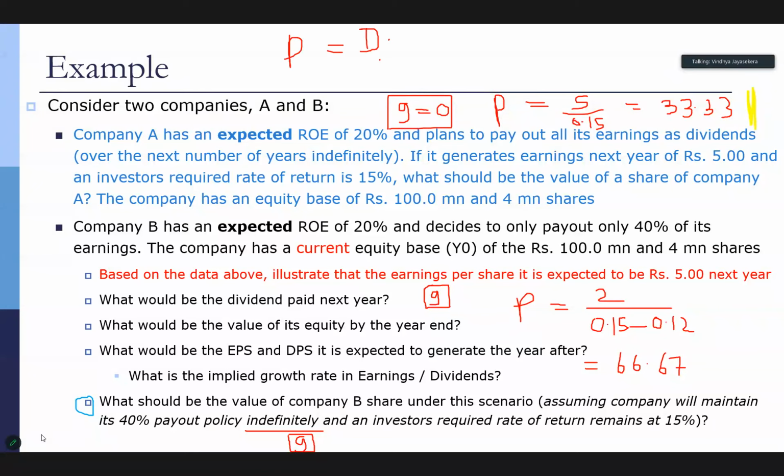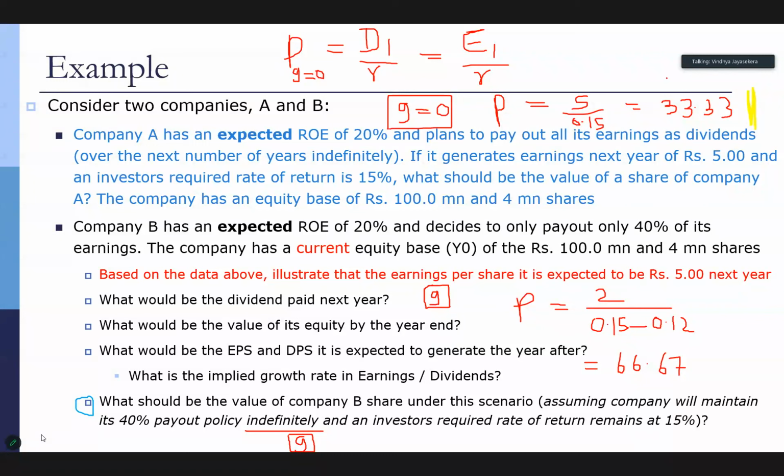D1 divided by R. But I can rewrite it, because what is D1? It's actually equal to all my earnings. Because when do I get a growth of 0? When I pay out all my earnings, right? So D1 divided by R is E1 divided by R. So a no growth company's price can be understood to be next year's earnings divided by R, the discount rate. I hope you understand that for a no growth company, the value is its earnings divided by R.